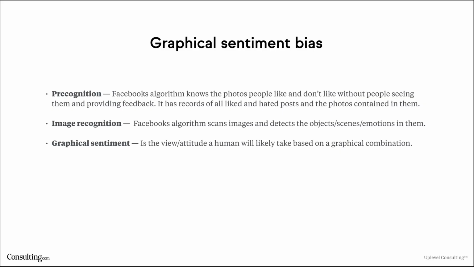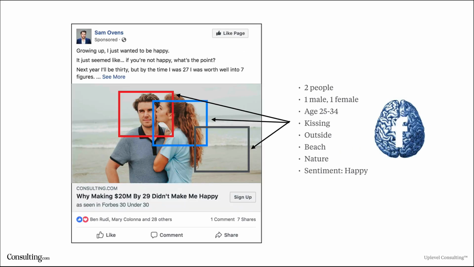And image recognition. So Facebook's algorithm scans images and detects the objects, scenes, and emotions in them. And graphical sentiment is the view or attitude that a human being will likely take based on a graphical combination. So based on a bunch of pixels and a human looking at those pixels, will the human respond positively or negatively? If positive, then the sentiment is positive. If negative, the sentiment is negative. And this is how it works. And so that is the graphical sentiment.